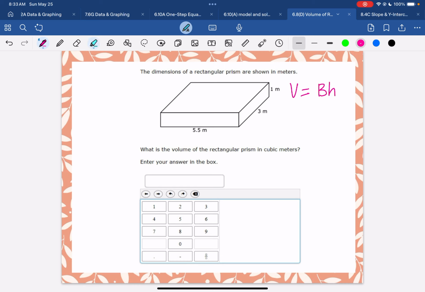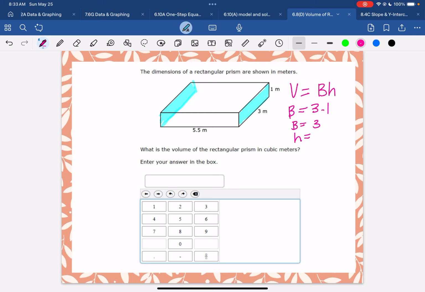You can make any side the base because by definition, the bases are parallel and congruent. And so the left side is parallel and congruent to the right. And the only reason I chose the left and the right is because they were whole numbers. So my area of the base is 3 times 1, which gives me 3.